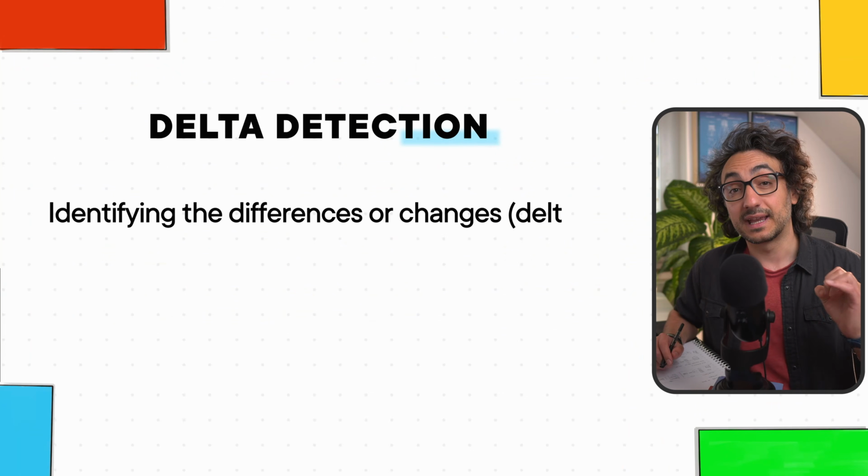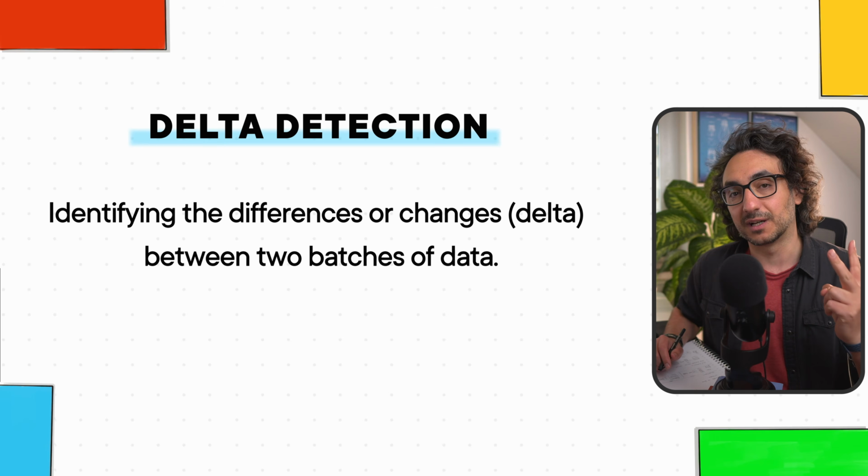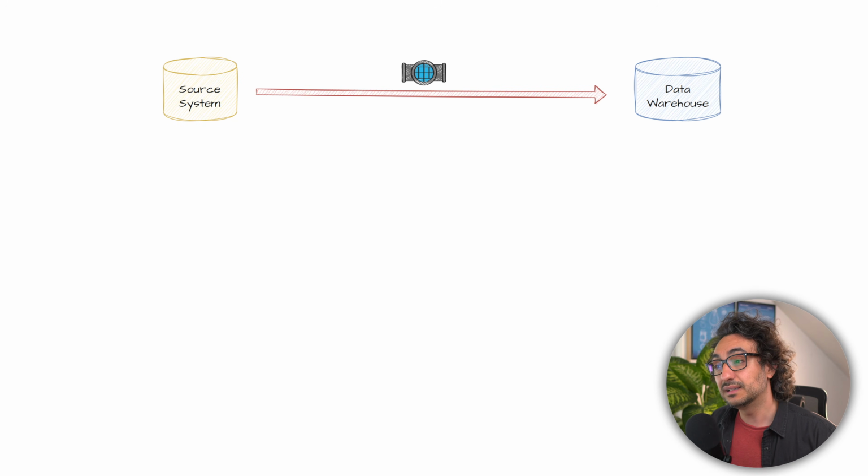Alright, now we have another use case for the set operators. It's more for data engineers. We can use the except in order to find the delta between two batches of data. For example, data engineers build data pipelines in order to load daily new data from the source systems to a data warehouse or a data lake.